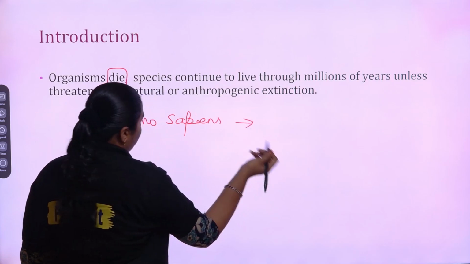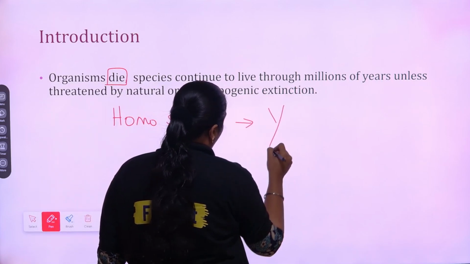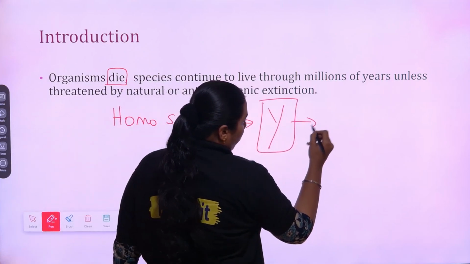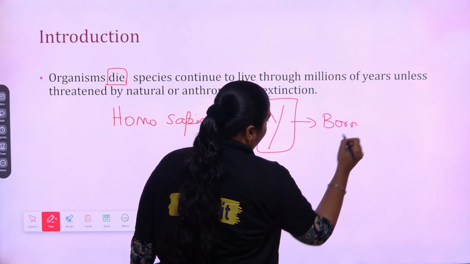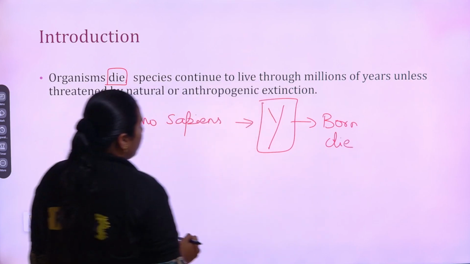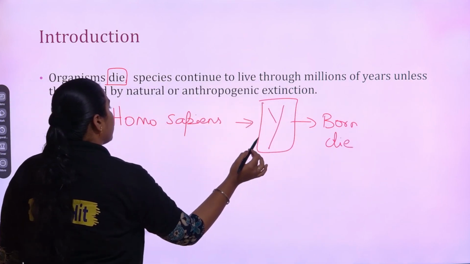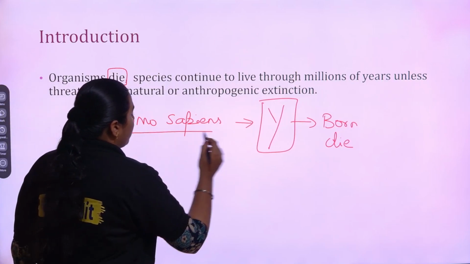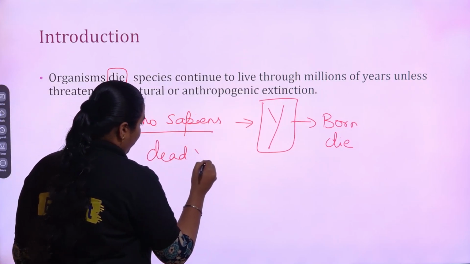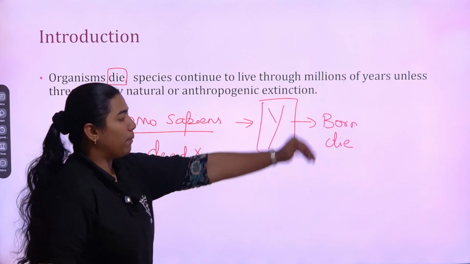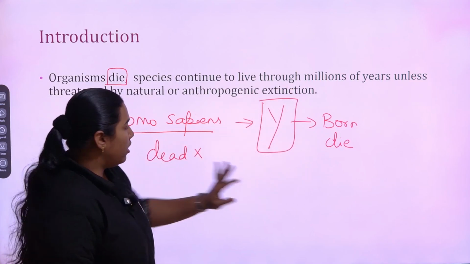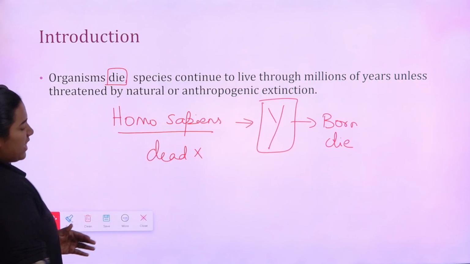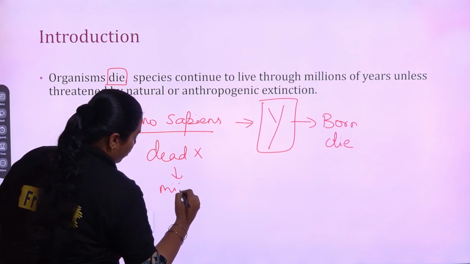Let me take a person who is named Y. This Y may be born and may also die. But can you say that just because Y is born and Y is dead, Homo sapiens is also dead? No. So organisms can be born and also die, but it doesn't mean that the species lives or dies. It just continues over millions of years of age.